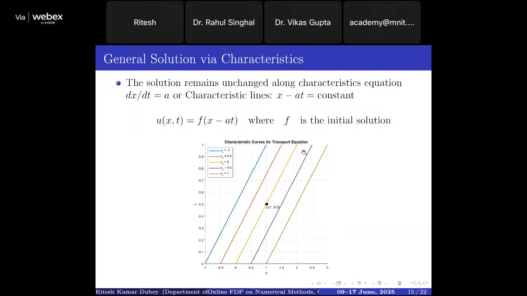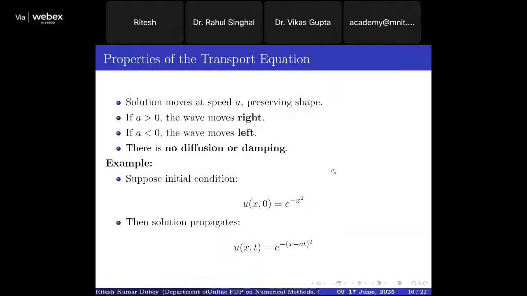And this problem can be solved by various numerical methods, and I am again talking about the first order method. Here I have given the example that if the initial condition is this, then the final solution at time t will be exponential to power minus x minus at. So instead of x, you substitute x minus at, and you will get the solution. It is the exact solution.